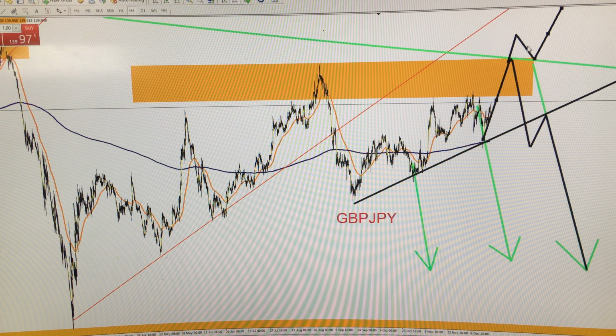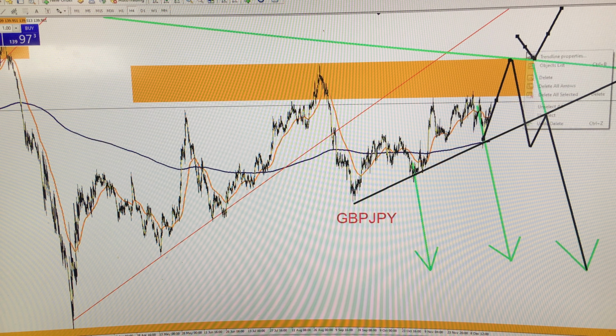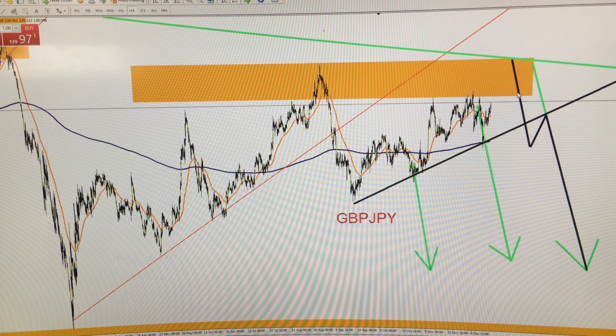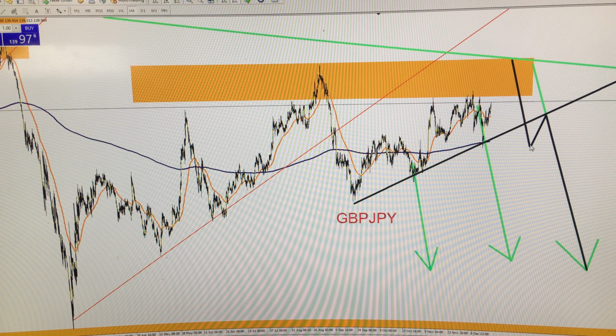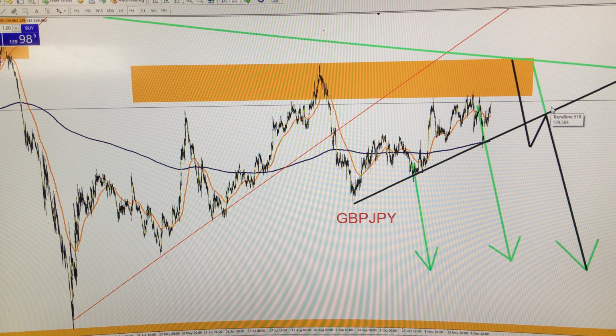But this is not what we're expecting. This is another situation that might happen. We are not hoping that it will. Here they will rise, come down, break the line, retest, and go down. This is what we are expecting to happen here.